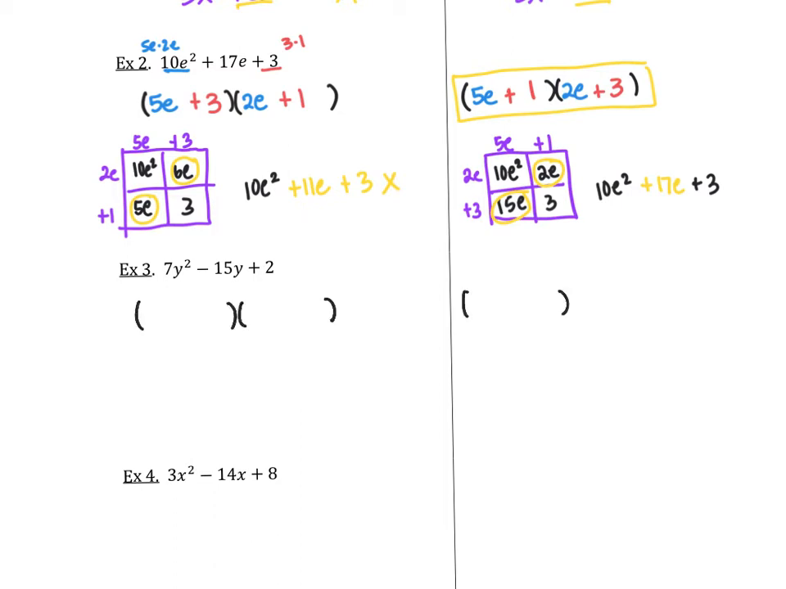Okay, let me set up my second guess at the same time because I'm getting better at this. Okay, so 7y to the second must be 7y times 1y or 7y times y. Okay, let me look at the last number. It's a 2, so maybe 2 times 1, maybe 1 times 2. And it's a positive 2, so I'm going to try 2 and 1. Okay, now there's a negative sign in the middle. So actually it's going to end up being minus minus.